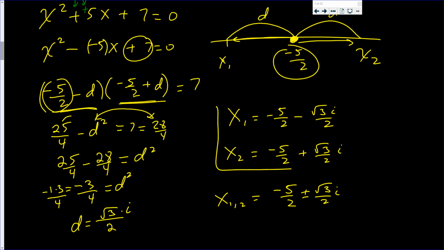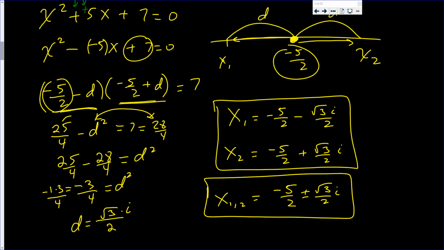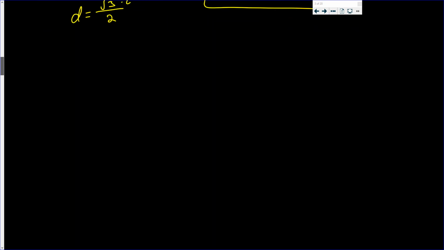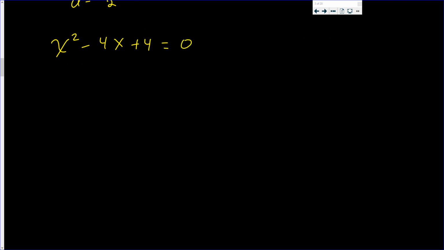So you can write your answer that way or your answer that way. So we did one example where we had two real roots. We just did one where you have two complex roots. Let's do one where you get double roots. Suppose you have x squared minus 4x plus 4 equals 0.